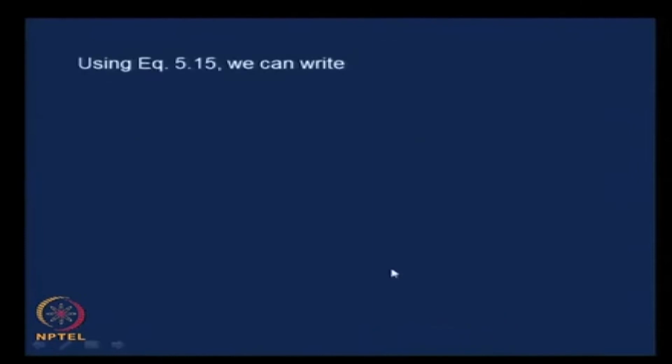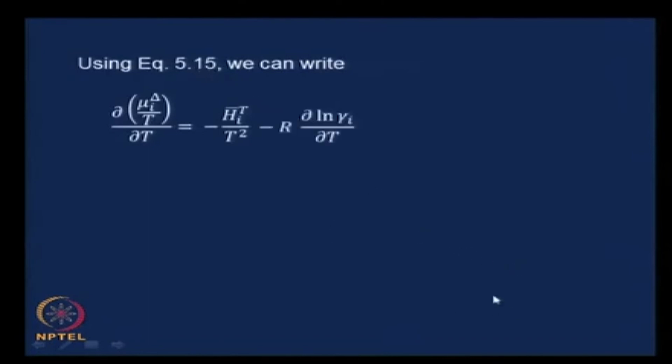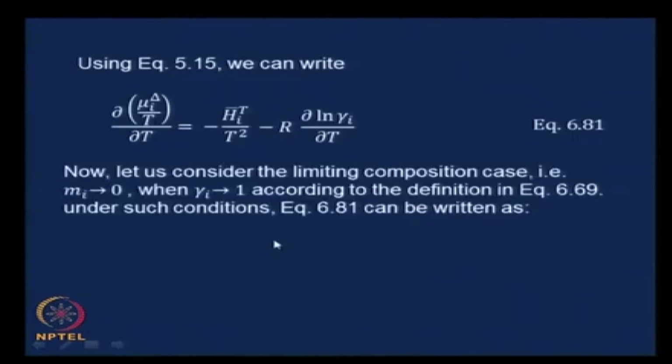And using 515, we have seen this so many times, so it will come back to you. ∂/∂T of μ_i^Δ/T is nothing but minus H_i^#/T², the partial molar enthalpy divided by T squared. This we had shown by an elaborate procedure in equation 515, minus of course the remaining term R ∂ln γ_i/∂T, equation 681.